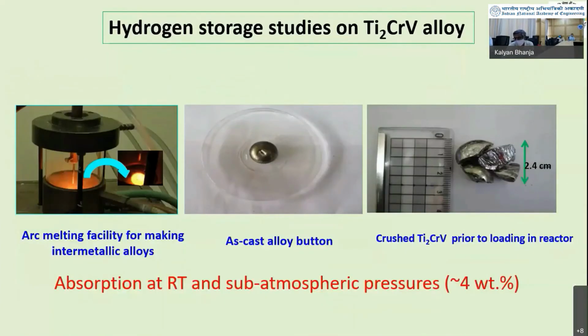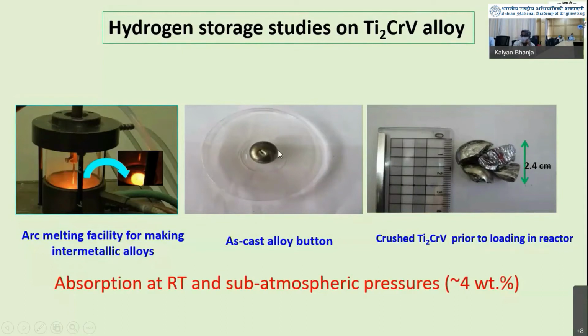So this is one of the technologies developed. Another technology developed is based on a ternary transition metal alloy of titanium, chromium, and vanadium. This forms an interesting alloy in the ratio of 2 titanium, 1 chromium, and 1 vanadium. This alloy is bulk material only. It is prepared by arc melting. This is the typical arc melting furnace which we use for making this alloy. This is a typical button which we prepared based on arc melting.